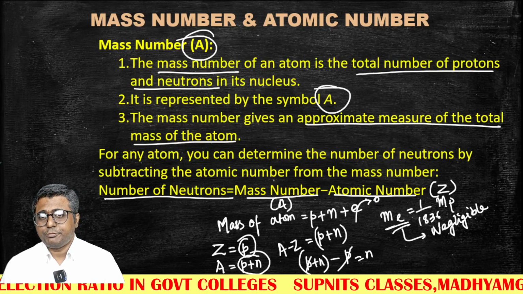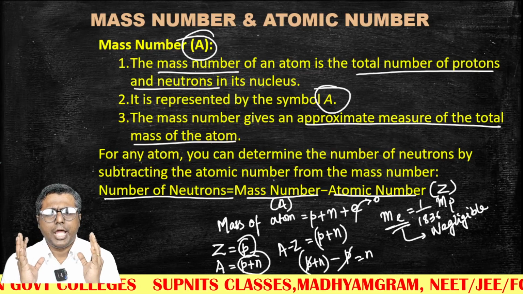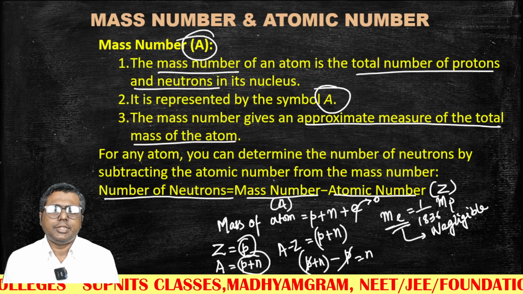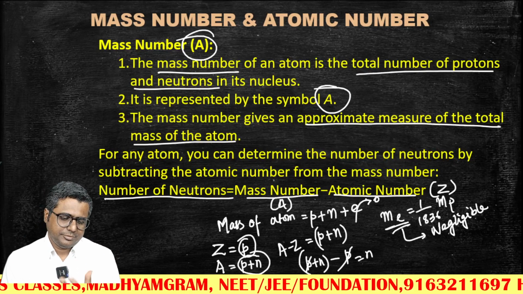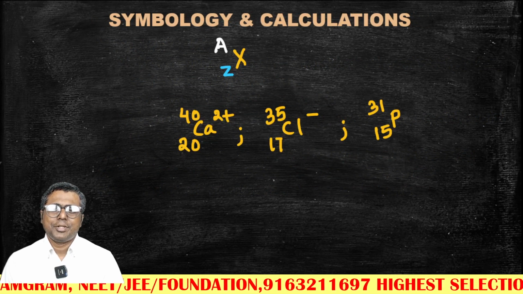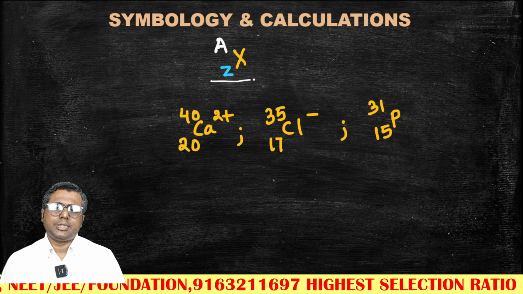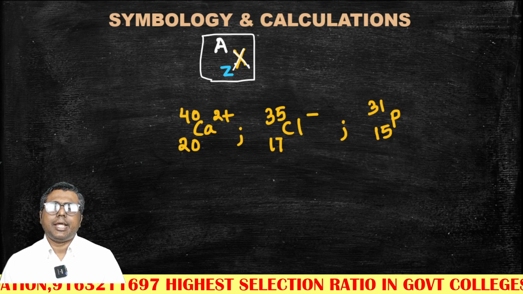I know many of you have done this in chemistry in class 9th and every one of you is very intelligent and remembered everything, but there is no problem practicing it again. So here we are going to practice it again. So this is how the notation or the symbology is defined. So this is an element X.